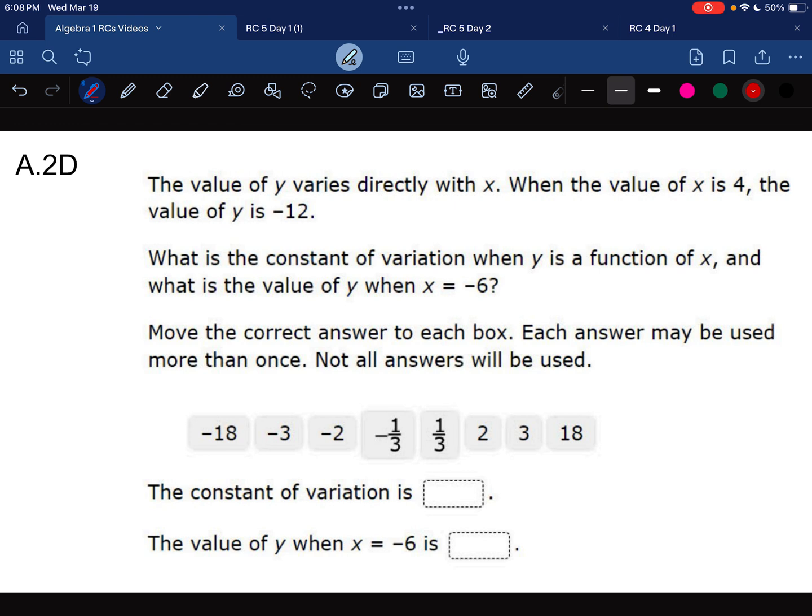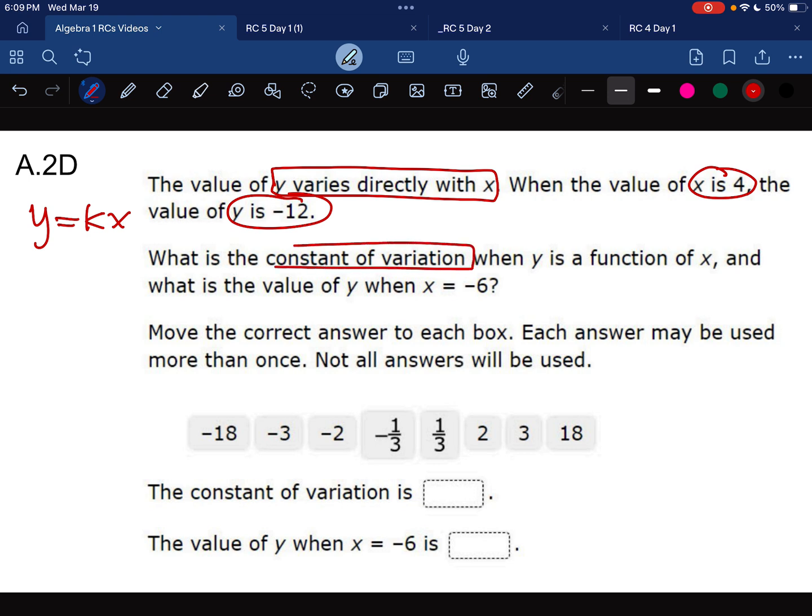All right, so first things first, I should have done my cubes. I should have been annotating y varies directly. So that lets me know that it's going to look something like this. My equation will look something like that anytime I see that. When the value of x is 4, the value of y is negative 12. What is the constant of variation? So that means they want me to find my k when y is a function of x.